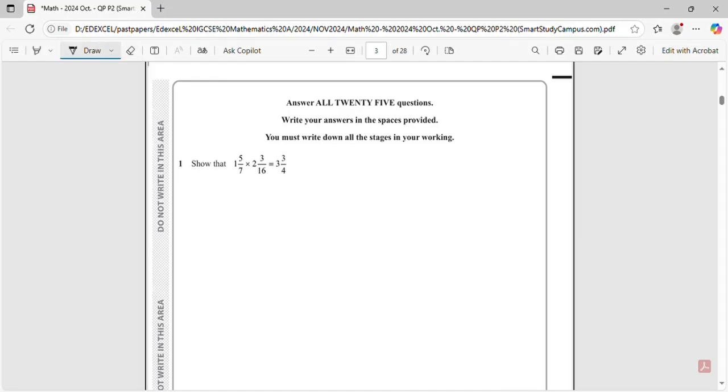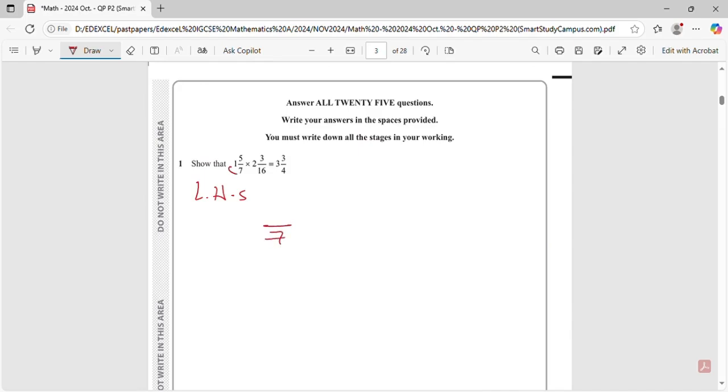The first question is about how to prove, and of course we know that to prove I will start by using the left hand side. So converting into an improper fraction by multiplying 1 times 7, then add, so it will be 12. The same here, with the same denominator, 2 times 16 is 32 plus 3, it will be 35.